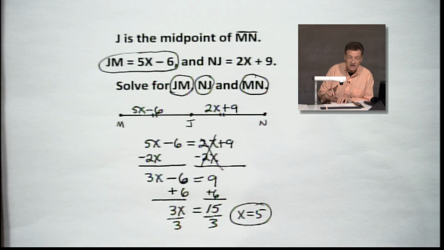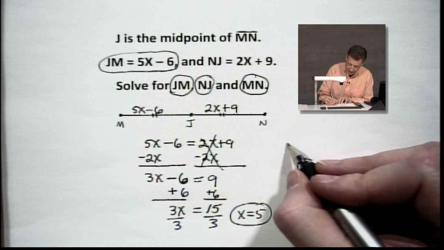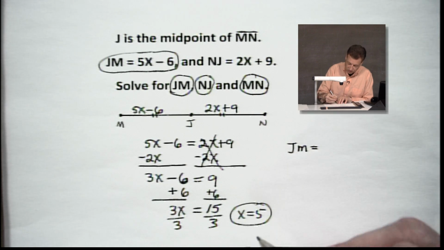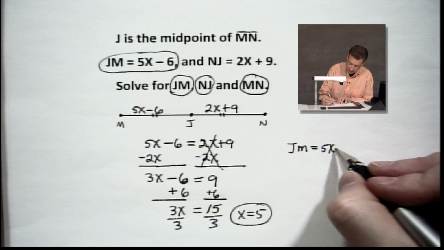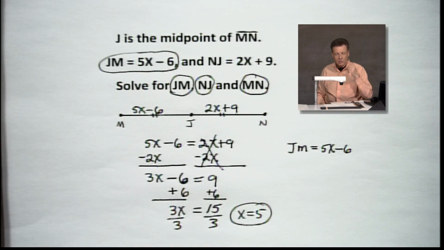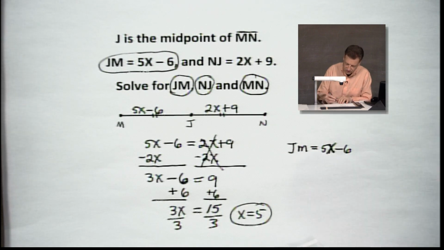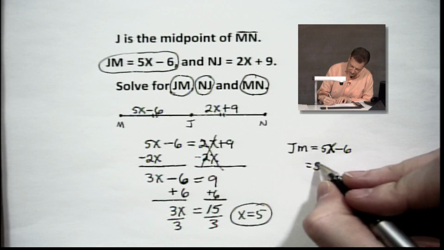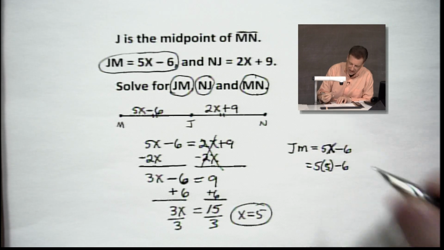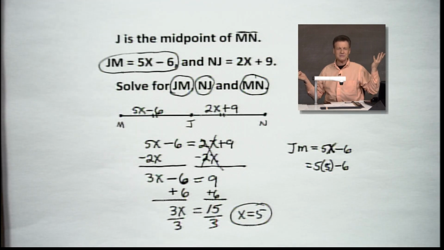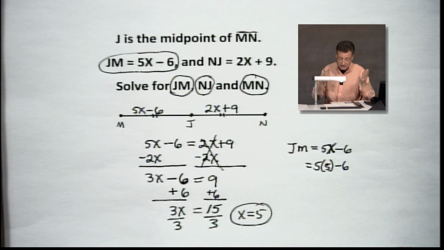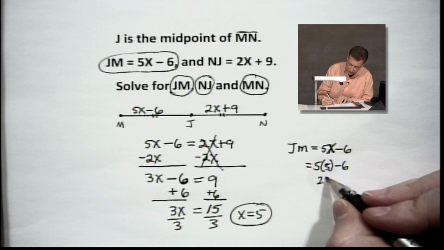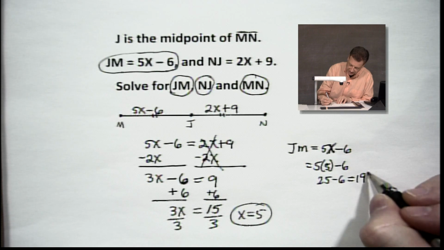So let's start first with JM, which equals 5x minus 6. Question mark for all of you out there. Yes, yes, yes. It's just substitution, isn't it? Because we now know what x is equal to. We have been enlightened. We know x is 5. So here we go. 5 times 5, and take away that 6. Oh, everybody knows 5 times 5. Well, in case you don't, 5 squared, 5 times 5, gives you 25. And if you take 25 minus 6, you're going to have 19.